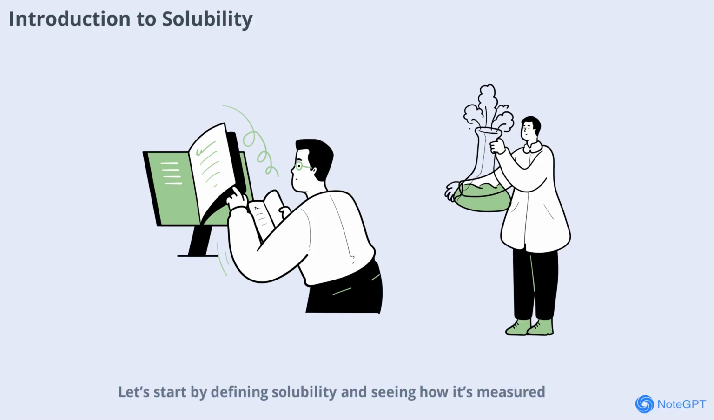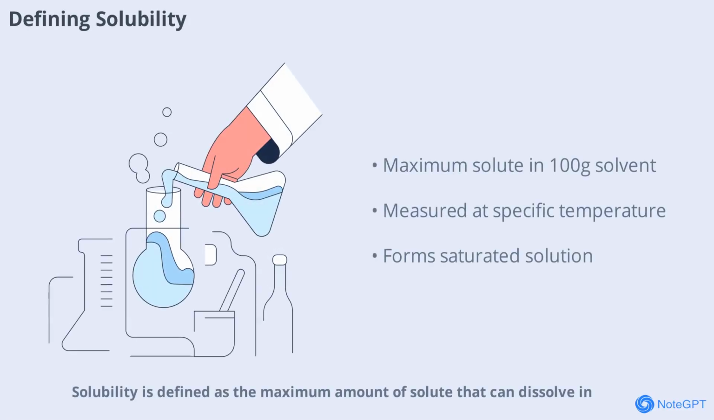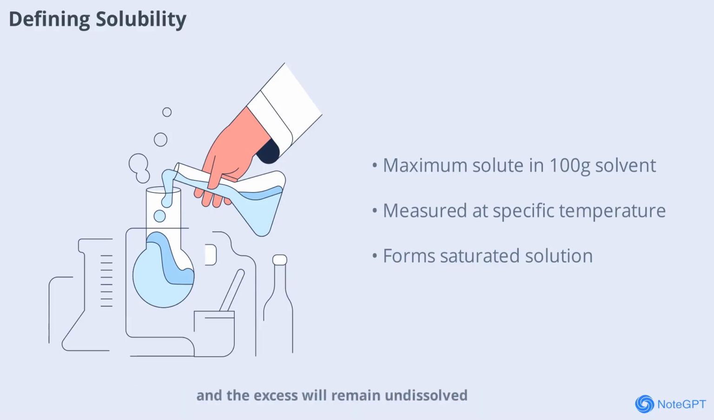Let's start by defining solubility and seeing how it's measured. Solubility is defined as the maximum amount of solute that can dissolve in 100 grams of solvent at a specific temperature to form a saturated solution. This definition helps us quantify how much of a substance can be mixed into a liquid before no more will dissolve. For example, if we say the solubility of sodium chloride, or table salt, in water at 25 degrees C is 36 grams, it means that exactly 36 grams of salt can dissolve in 100 grams of water at that temperature. Any more and the excess will remain undissolved.